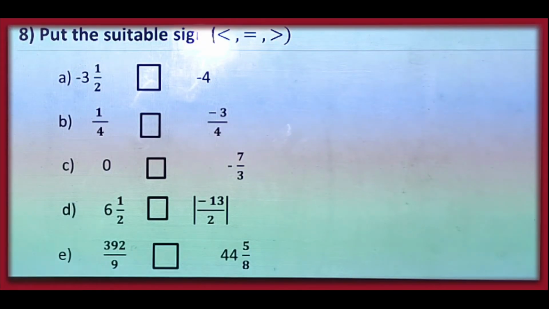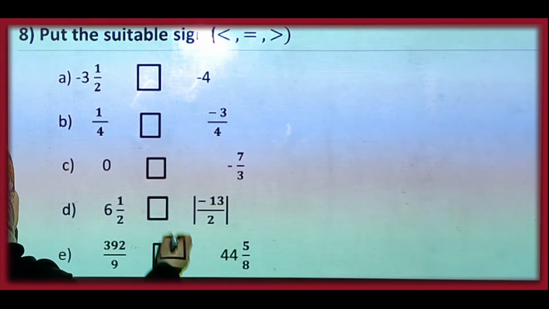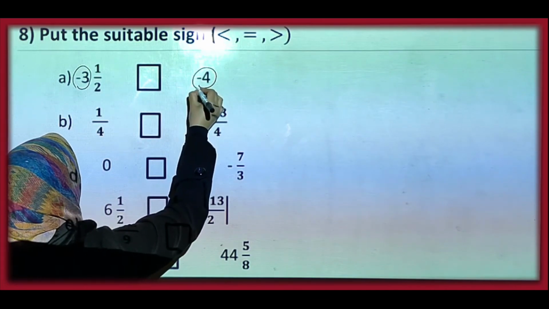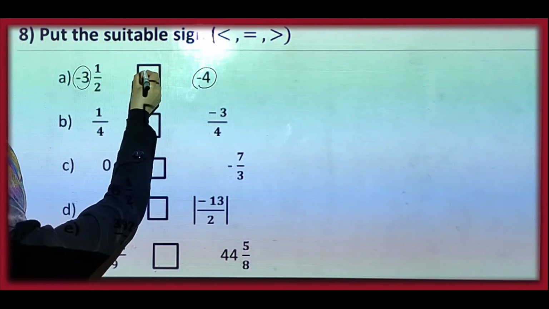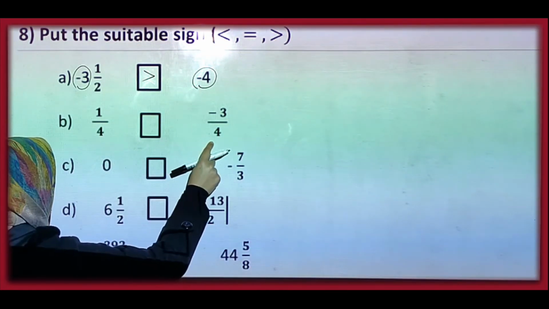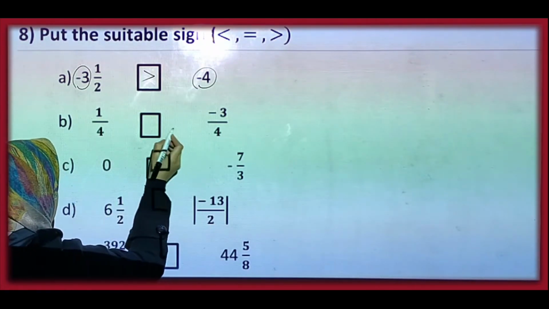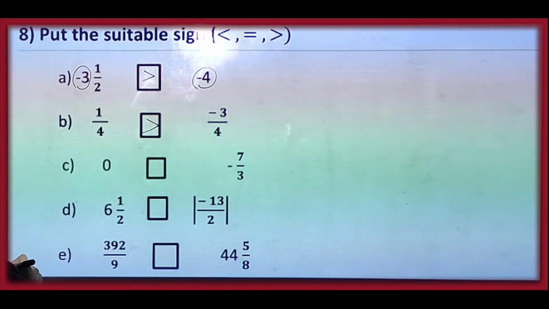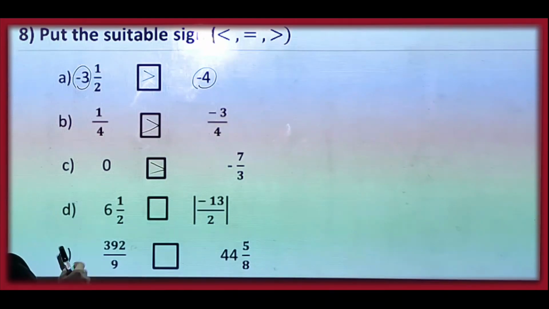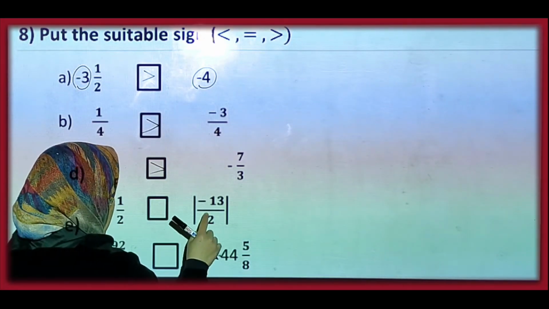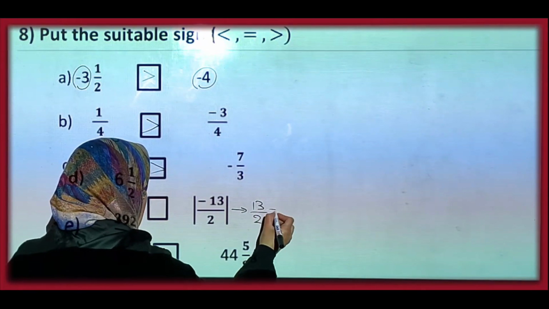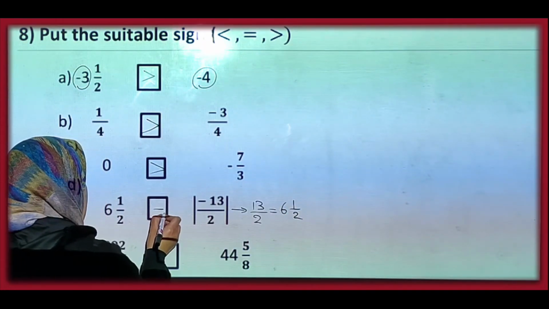Number 8, put the suitable sign less than, equal, or more than. -3.5 and -4. The whole number here is -3 and -4. So -3.5 is more than -4 because it's the nearest to 0. A quarter and -3/4: positive number and negative. Any positive number is more than negative number. 0 and negative number: 0 is more than any negative number. 6.5 and the absolute value of -13/2 equal 13/2, from the absolute value equal 6.5. Then the sign is equal.